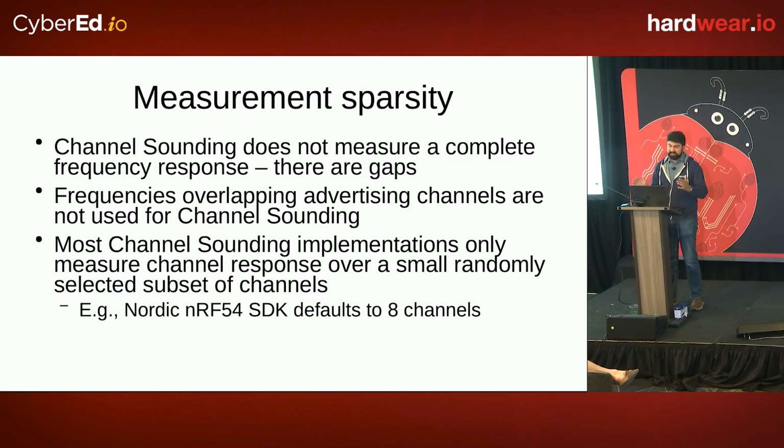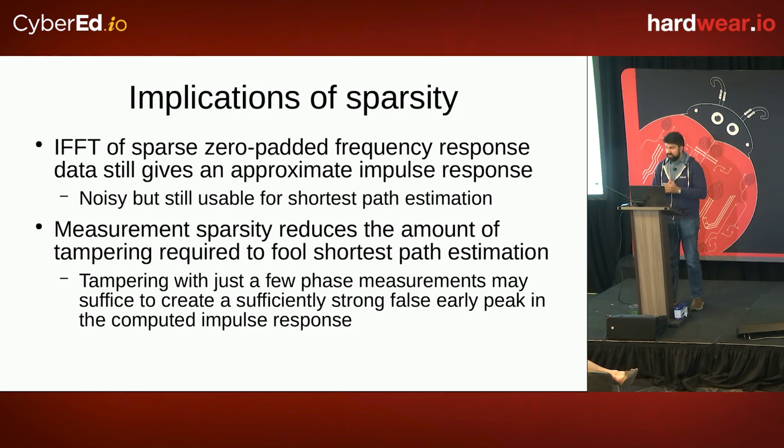Now, in channel sounding in practice, usually you don't take measurements at every single channel. And on top of that, the channels used for phase measurement in channel sounding are not even contiguous. There are gaps in them. So you'll inherently have sparsity in your measured frequency response. In a lot of implementations, they may only measure, say, 8 channels that are spread out some random spacing apart. But while this worsens the quality of the impulse response, you can recover from it, it's still usable.